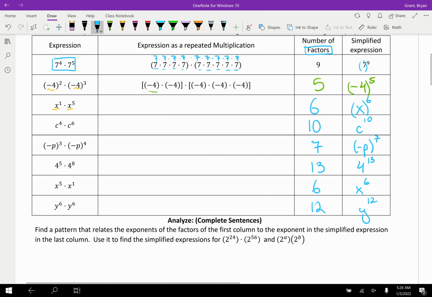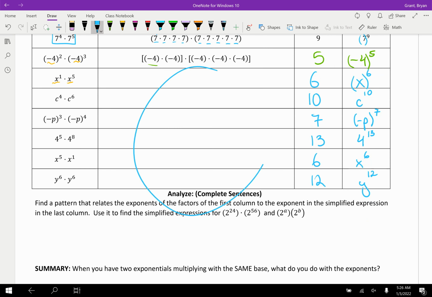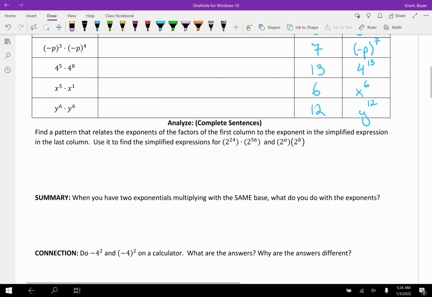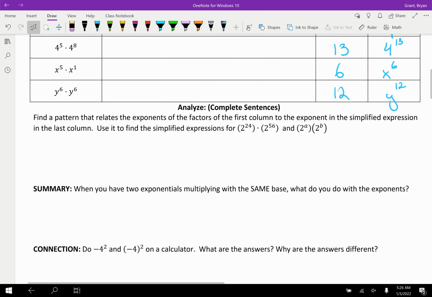All right. Now, you'll notice that I skipped this middle section. I hope you did not, because I think that gives a good visual, and we're going to be doing that middle section many times over the next couple of days. But I skipped it, which means that there's probably going to be some way to quickly do that middle section, or a way to skip the middle section. And that becomes very important, because down below it asks you to find the simplified expression for 2 to the 24th times 2 to the 56th.